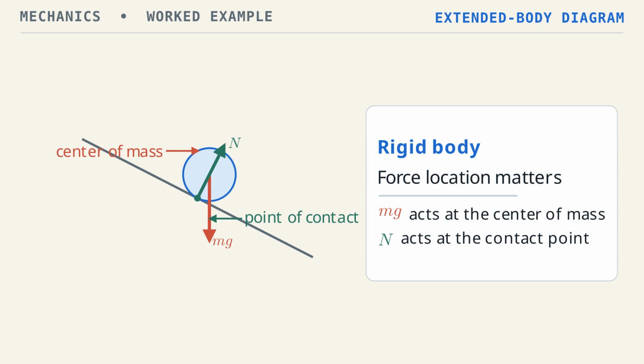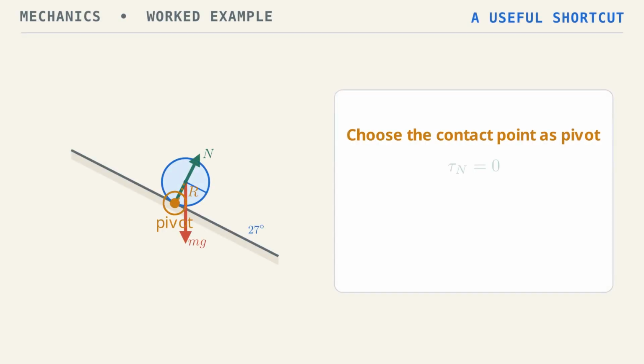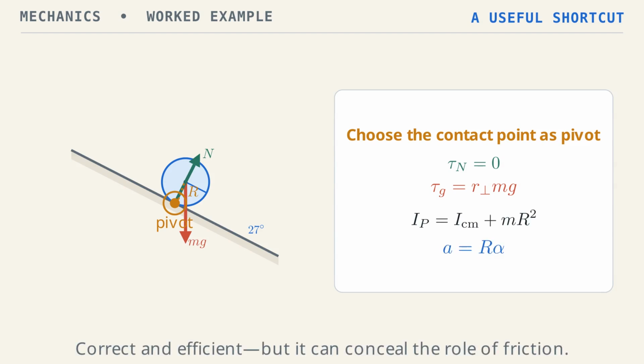At first, these may look like the only two forces, but we will test that assumption rather than simply trust it. There is a valid shortcut. Choose the contact point as the instantaneous pivot. The normal force has zero lever arm about that point. Gravity provides the torque, and the parallel axis theorem gives the rotational inertia about the contact point.